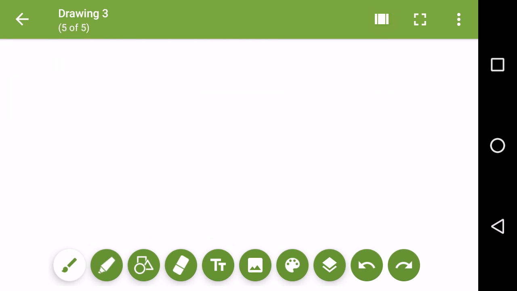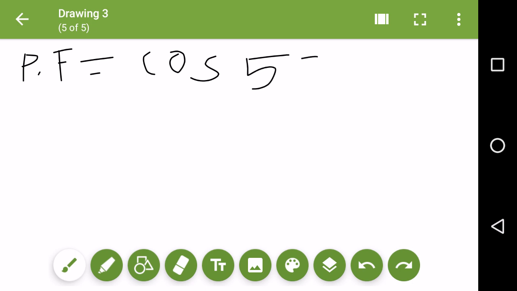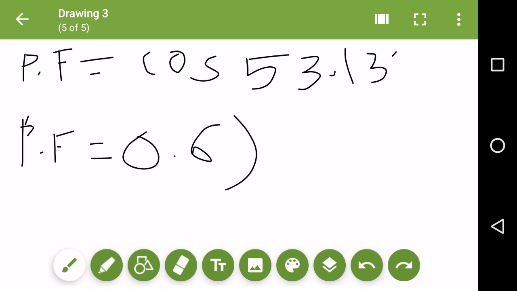So my power factor is just going to be cos of 53.13 degrees, and if you calculate, you will get that the power factor equals cos of 53.13, which is nothing but 0.6. So this is my power factor.